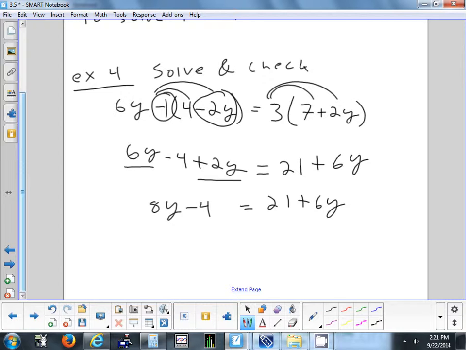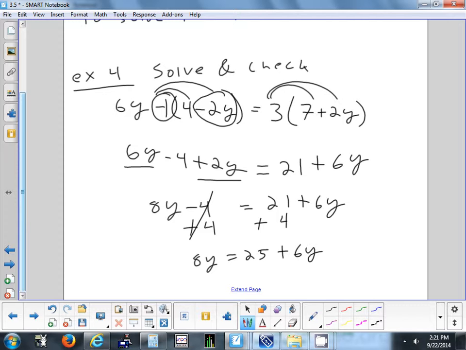Is there any addition or subtraction we could do to try to get all the numbers without y on one side? Add 4. Yeah, good. Add 4 to both sides. If we add 4 on the left, that cancels. And 21 plus 4 gives me 25. So now we've got all the numbers without y on the right. We're going to put all the numbers with y on the other side.